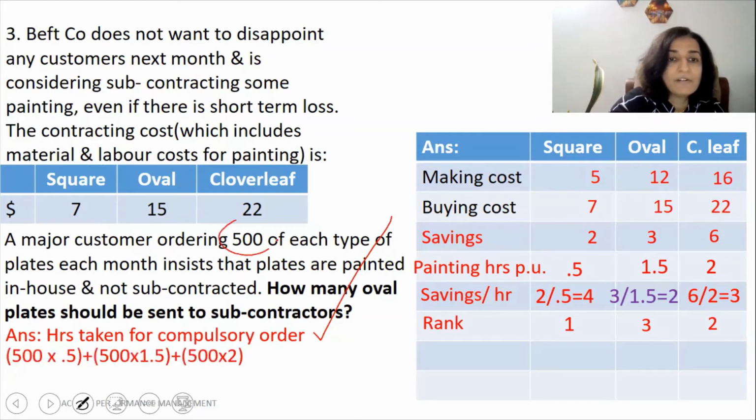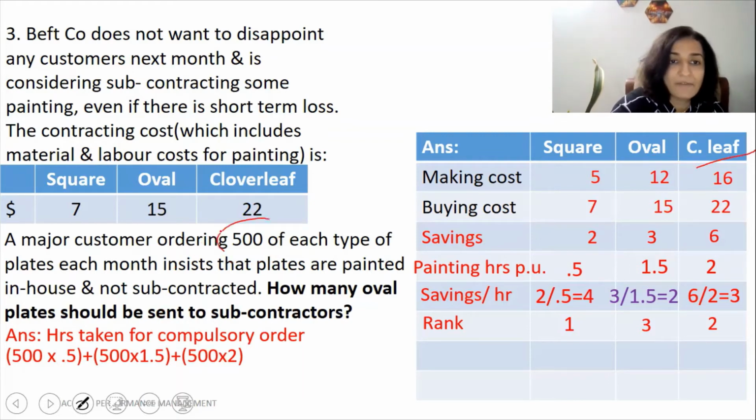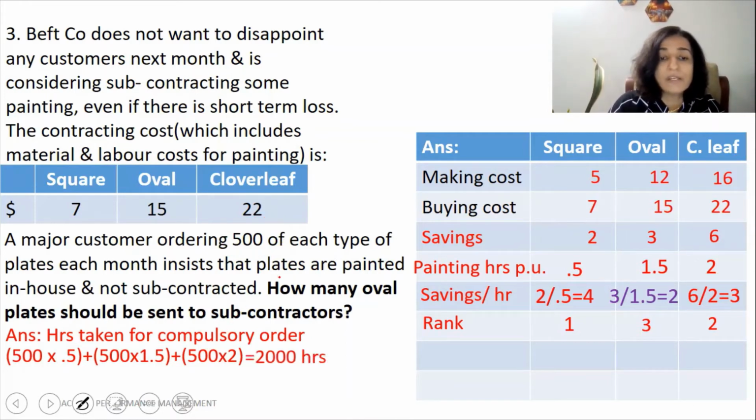So hours taken for the compulsory order. It is 500 units for square multiplied by the hours taken per unit, that is 0.5. So that's what I've written here, 500 into 0.5. And as for oval, again, we need 500 plates multiplied by 1.5. And for clover leaf, it's again 500 units multiplied by 2 hours. So we add up all three to get 2000 hours. Once we complete the compulsory order, 2000 hours are over.